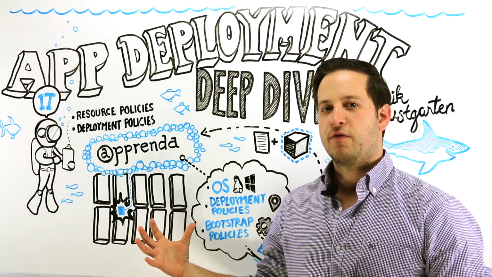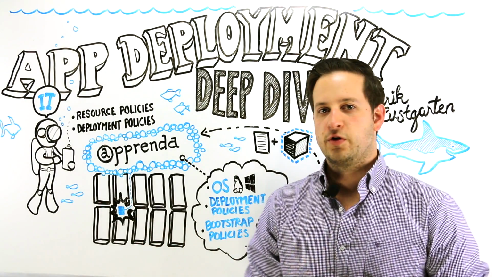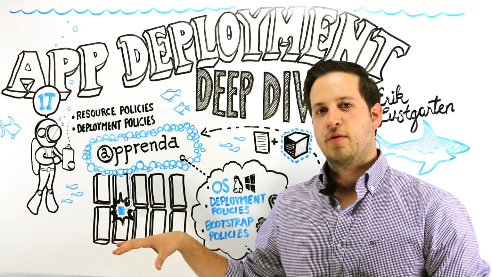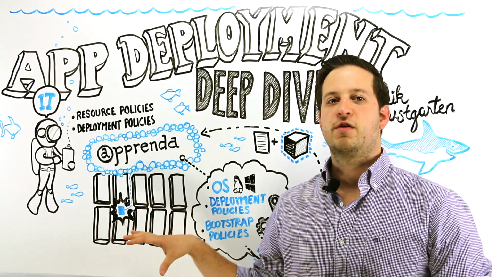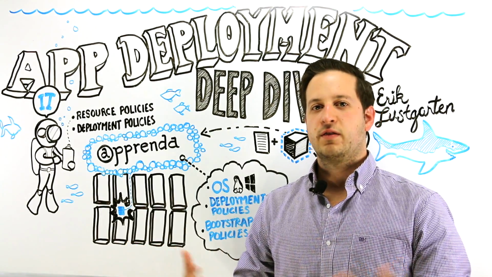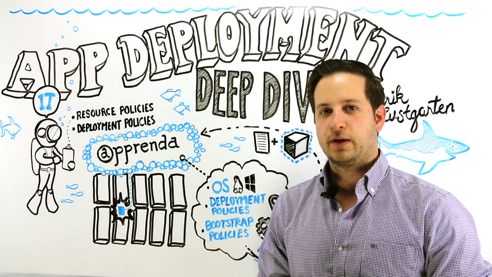When we look at an Apprenda environment, the first thing that our customers do is set up the infrastructure that's actually going to run the platform. The model for Apprenda is to take pre-provisioned infrastructure, layer the Apprenda platform on top of it, to then create this cloud for custom-built applications.